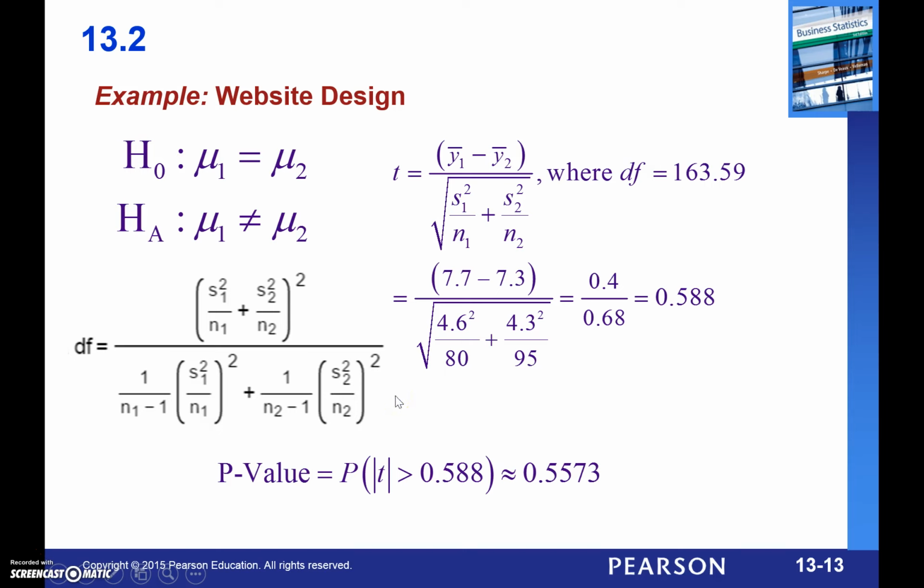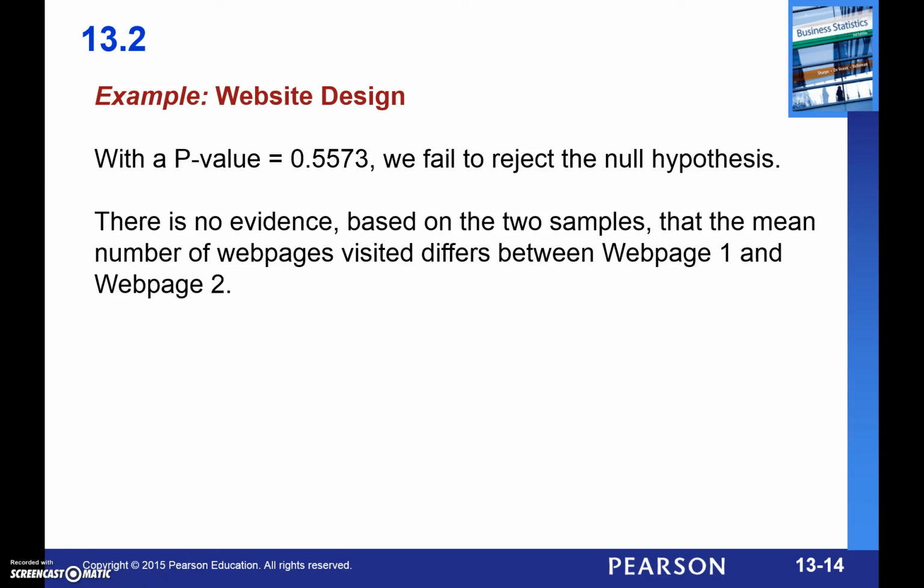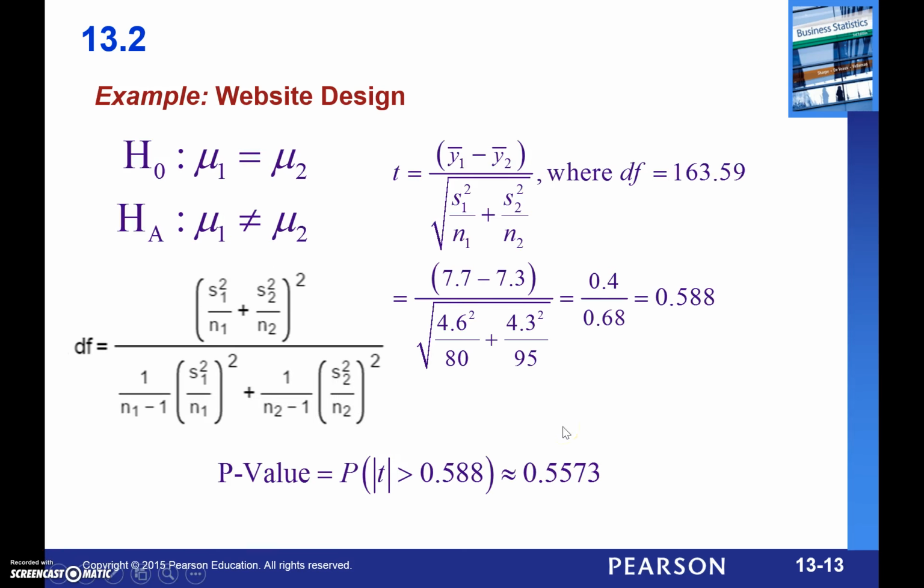So now we have to find the p-value for a t-score being greater than 0.588. You can look that up either in the t-table or with technology. There's a way to do it in Microsoft Excel and on your calculators. I think many of your calculators have what's called a t-test, and you can plug in the various values and it will just spit out that the p-value for t being greater than 0.588 is about 0.5573.